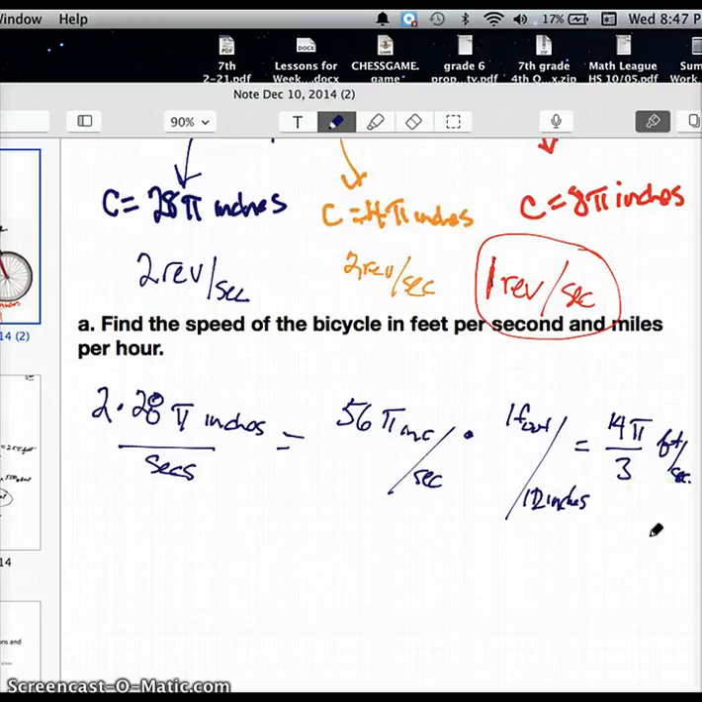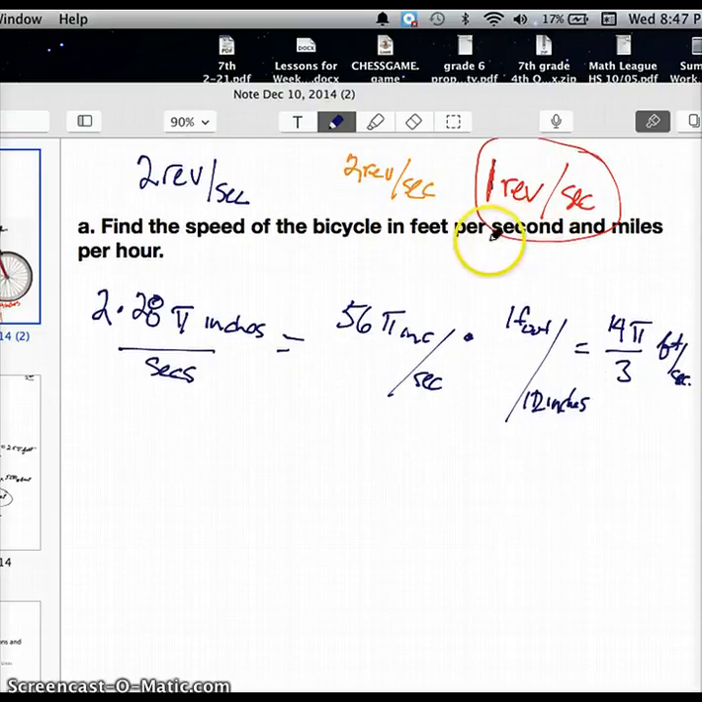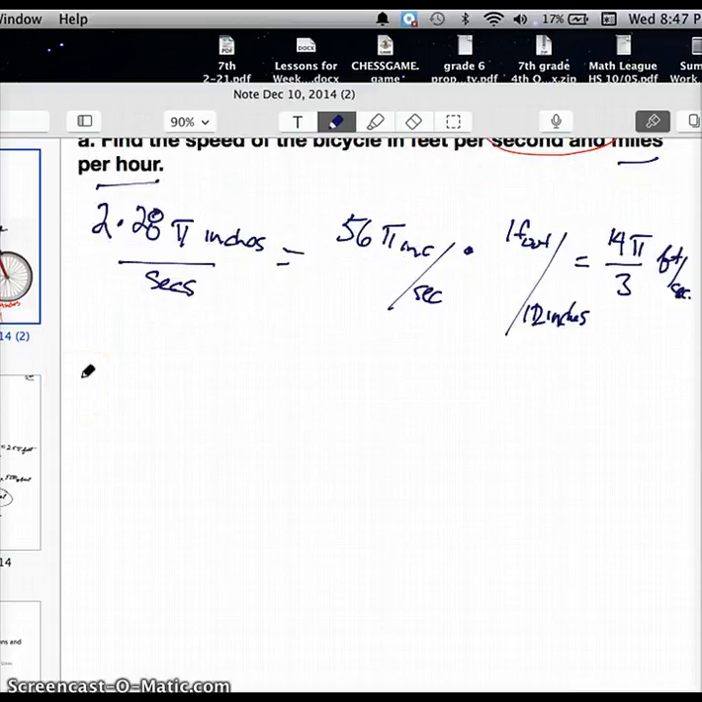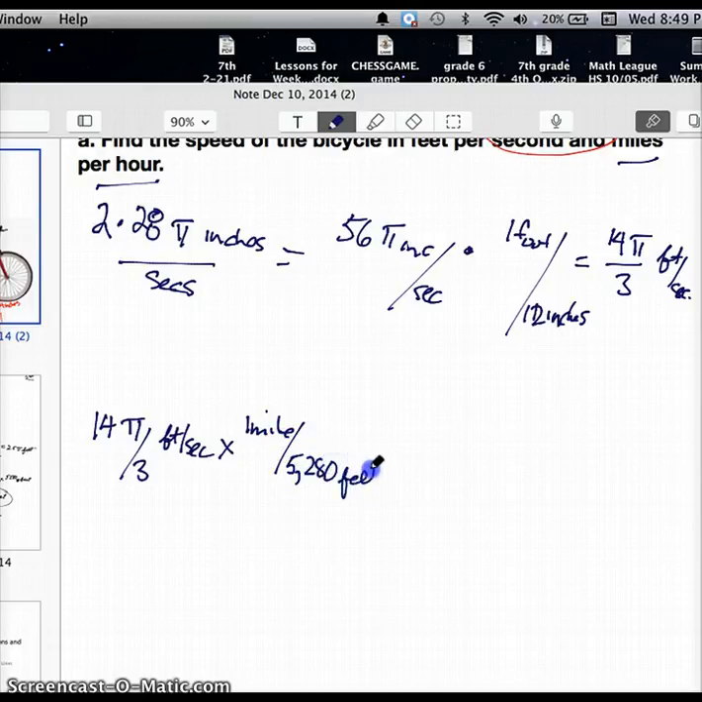But that didn't answer both parts of the question, because we have it in feet per second now. Now we want to change it to miles per hour. Again, we're going to use a little more dimensional analysis. I'm going to start off, so we're changing feet per second into miles per hour. First let's deal with the feet. I know that 1 mile is the same as 5,280 feet. That information is going to change my feet to miles, but now I've got to change my seconds to hours.